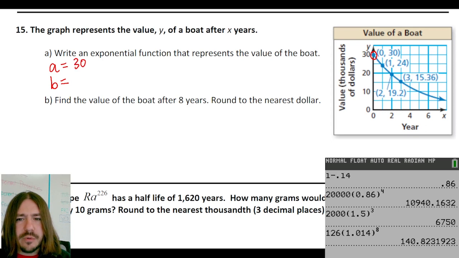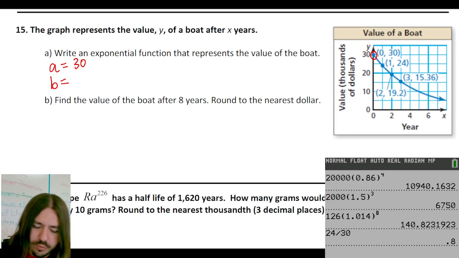To find the B value, you need to find what the multiplier is. To do that, you divide any of the y values by the previous y value. So in the calculator here, I'm going to do 24 divided by 30, right? 24 is the value in thousands of dollars after 1 year, and 30 was the initial value. If I divide those, I get my multiplier here, which is 0.8. And so now I've got my function y equals 30 times 0.8 to the power of x.